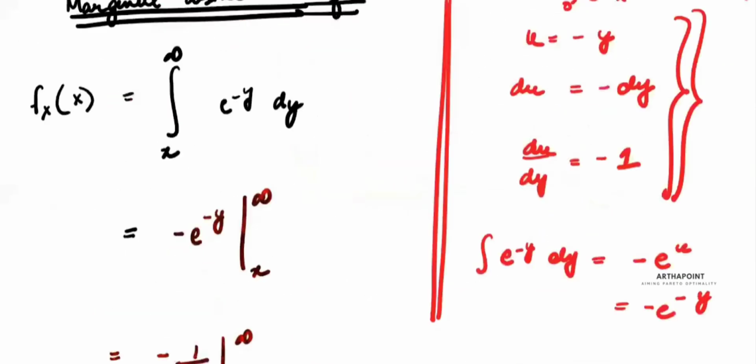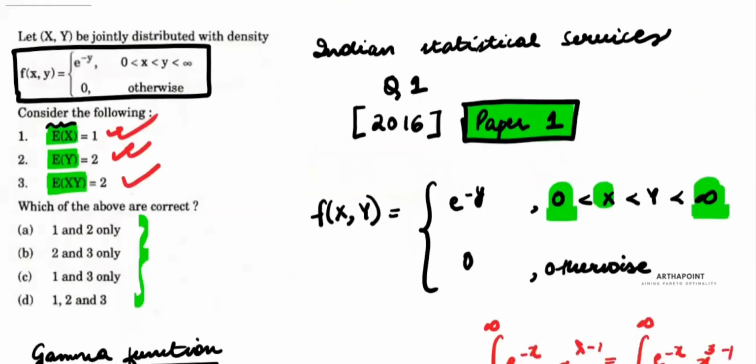So if we see here, I'm getting the expected value of xy as 3, while the given option says 2. So this is incorrect. Isn't it? So your correct answer is that 1 and 2 are correct. So this is your answer. This is how you can solve this.